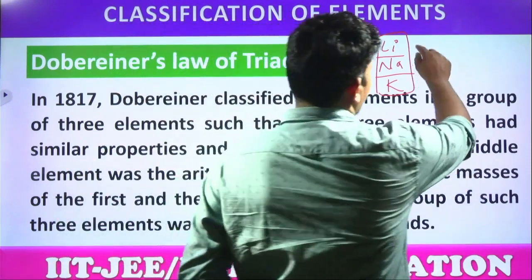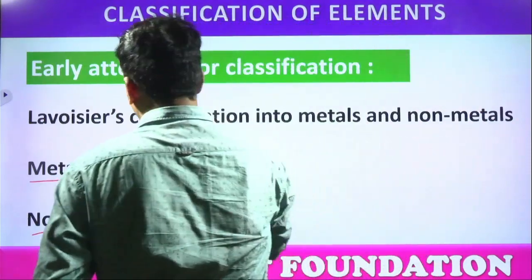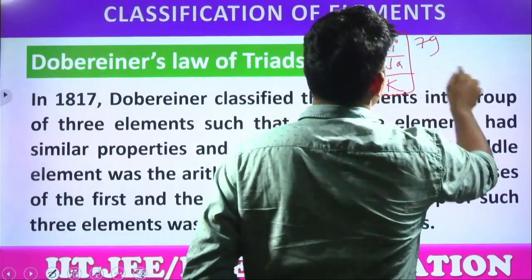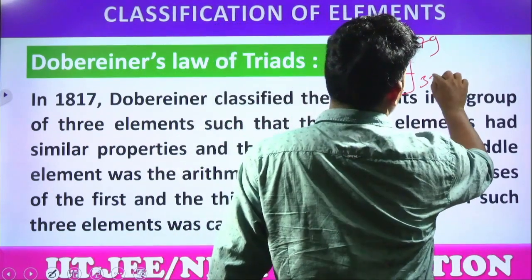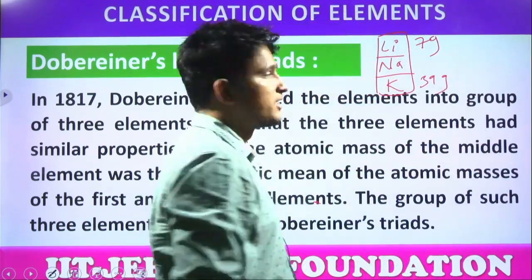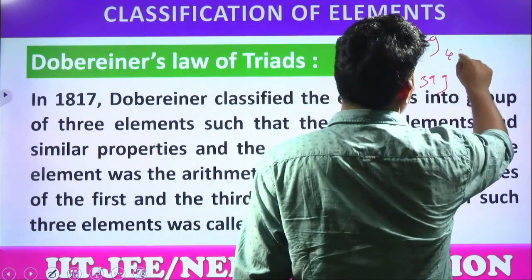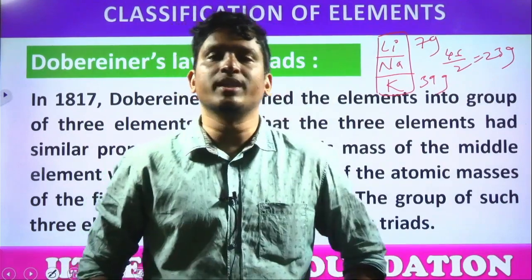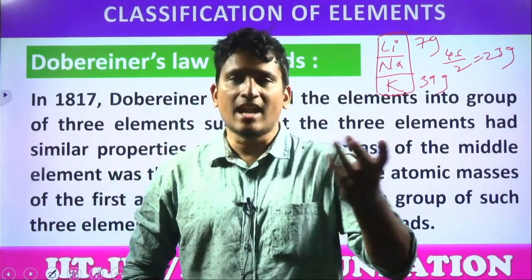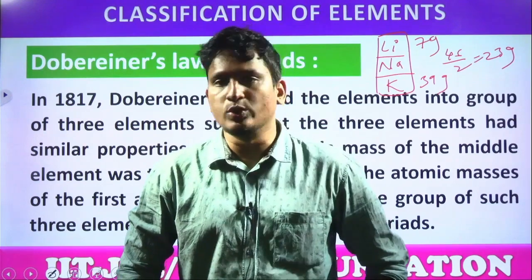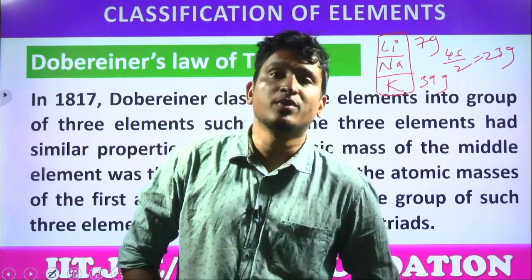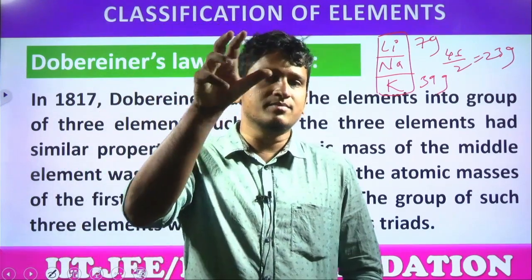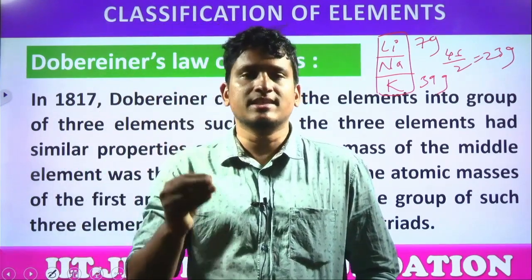What is the first element? Lithium. What is its mass, students? Lithium mass is 7 grams. Yes or no? What is potassium mass? Potassium mass is 39 grams. So what is the average of lithium and potassium? So 7 plus 39 by 2, which is 46 by 2, which is 23 grams, which is absolutely the mass of sodium. Understood? Like that he classified a few other groups also. What is a triad? A group of 3 elements. In these 3 elements, the middle element mass is the average of the first element's mass and the third element's mass. This is the law of triads.